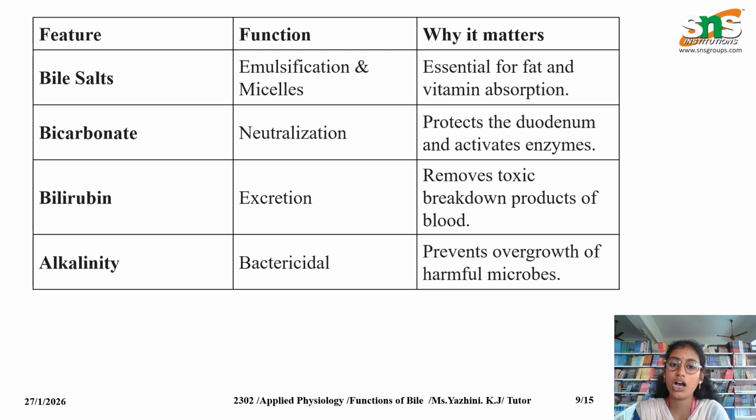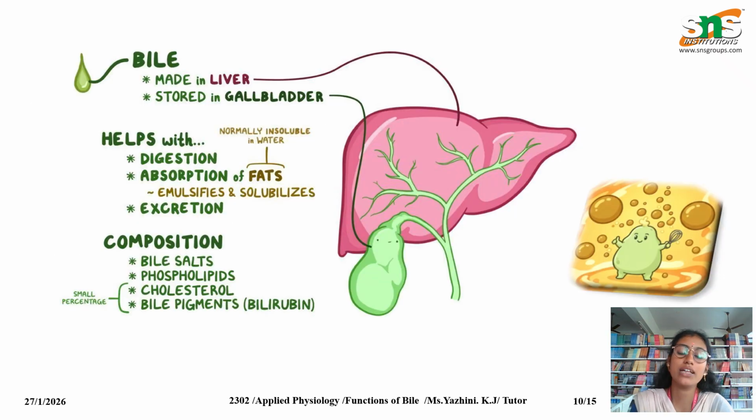Whatever we have seen up to these slides, this is a summary of what bile contains. Bile contains bicarbonate, bile salts, and bilirubin, and it is alkaline. What are each one's features, what are the functions, and what matters here, we are observing from this slide. Bile is made in the liver and stored in the gallbladder, which helps in all these functions we have seen: digestion, absorption and excretion. Its composition includes bile salts and other things and the bilirubin secretions. All are needed for digestion.